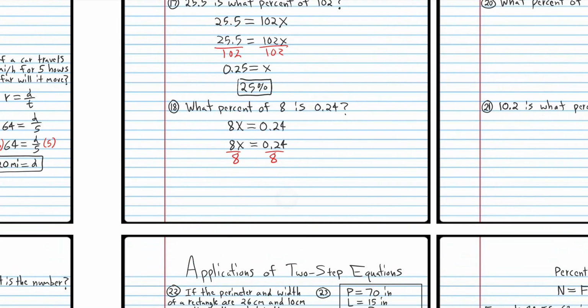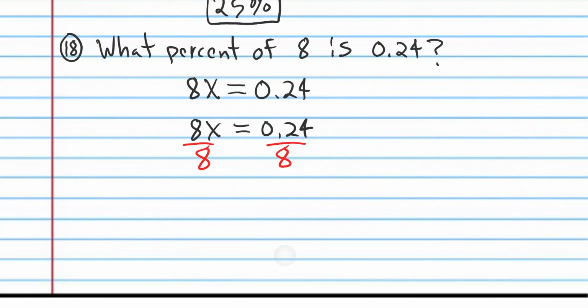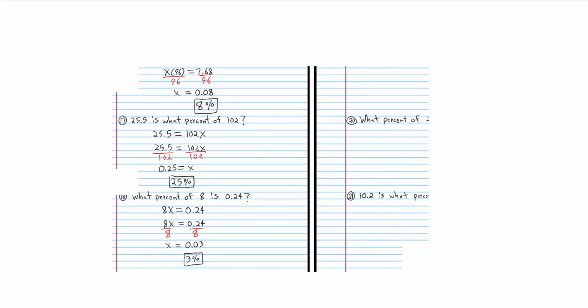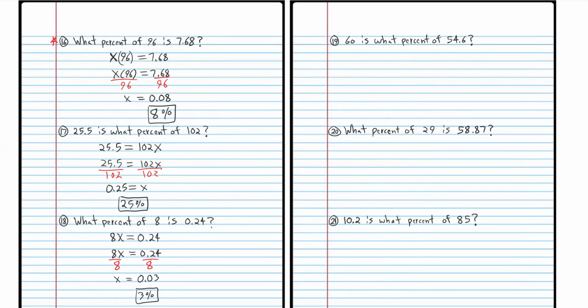And then we get, let's see, that would be 0.24 divided by 8 is 0.03. And you have to move the decimal 2 places to the right, and our final answer is 3%. So if you got 3%, good job. If you didn't get 3%, that's okay. Just figure out what you did wrong.